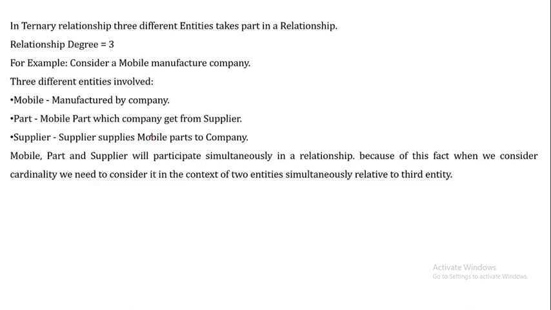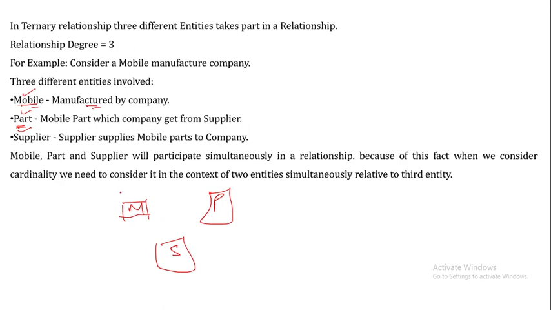Just see this example. We have a ternary relationship. For example, we have a mobile manufacturing company, and the mobile parts which the company gets from a supplier. This mobile part is one table. There are three different entity sets we have. One is mobile, one is part, and another one is supplier. We are going to create a ternary relationship between mobile, part, and supplier.